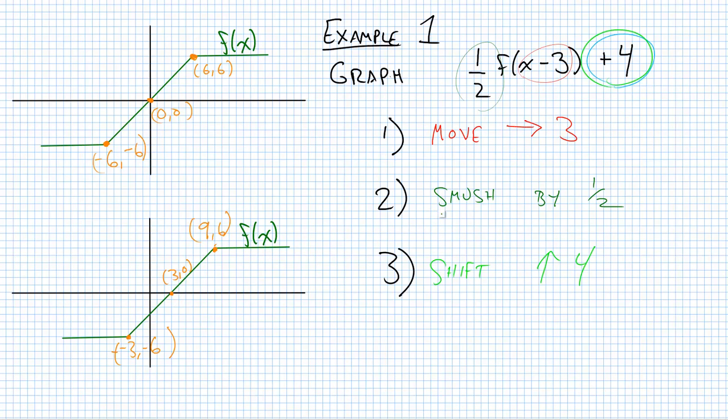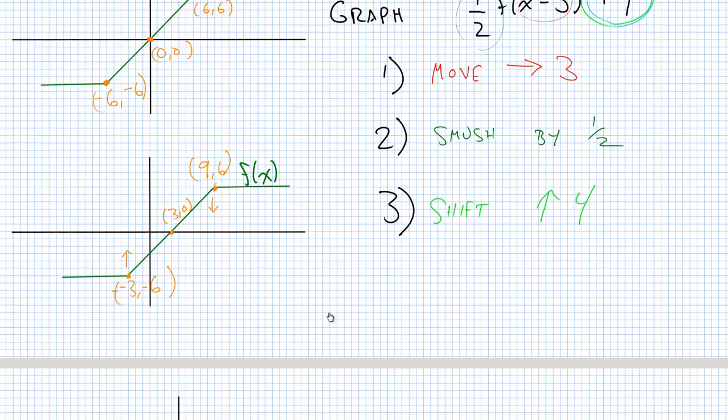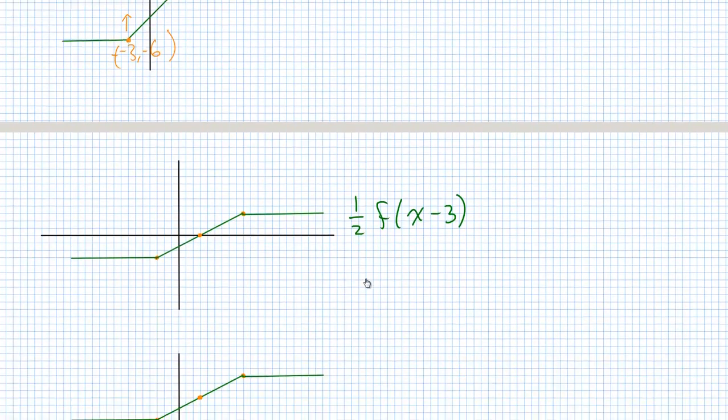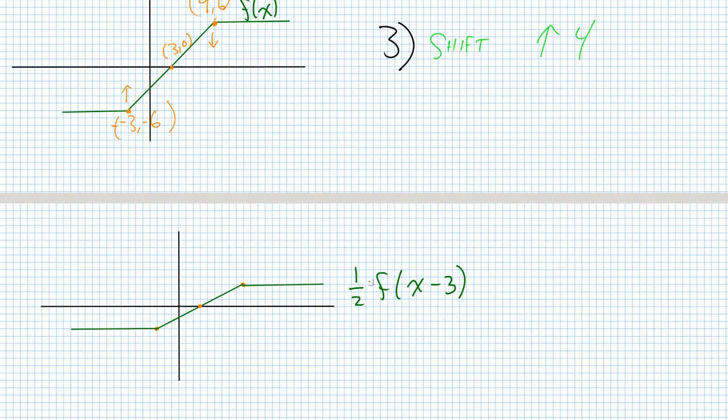The next step I want to do is smush it by 1/2. So basically I'm multiplying the output by 1/2 in each of these. So the output of this point isn't going to change. The output of this point, however, is going to come in, and it's going to turn into what? It's going to turn into the point 9,3. Right? Kind of similar here. This is going to turn into the point -3, -3, because I'm multiplying the output y by 1/2. And you'll see that's what I've already done here. So here we have the graph of 1/2 times f of x minus 3.